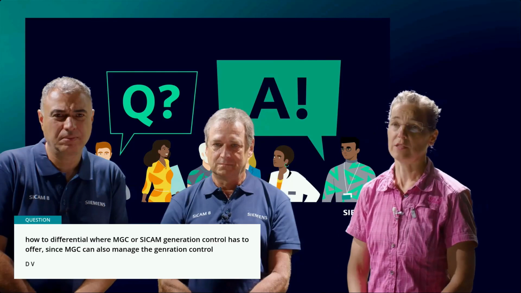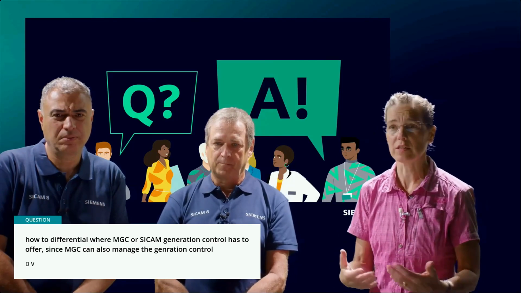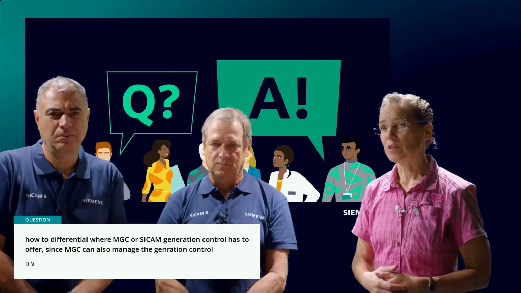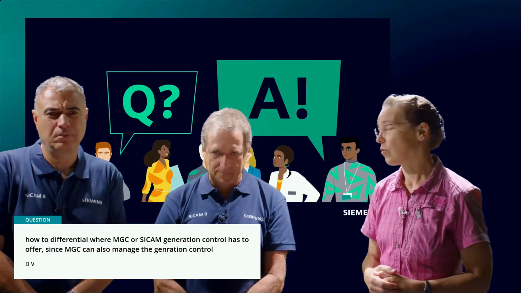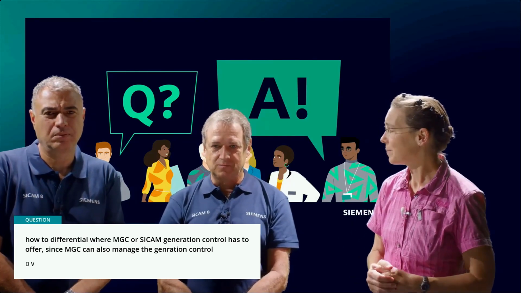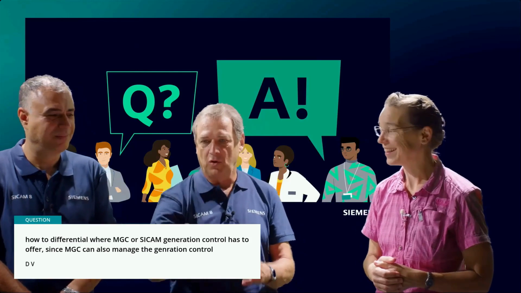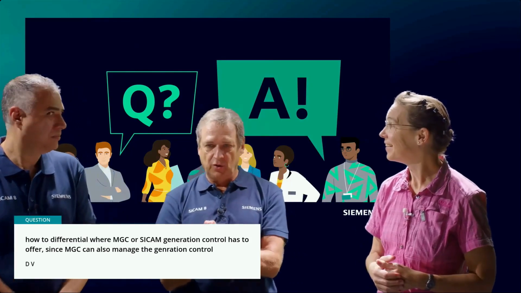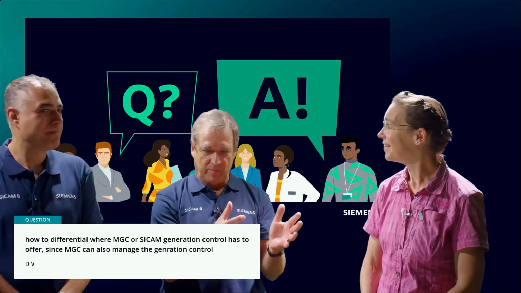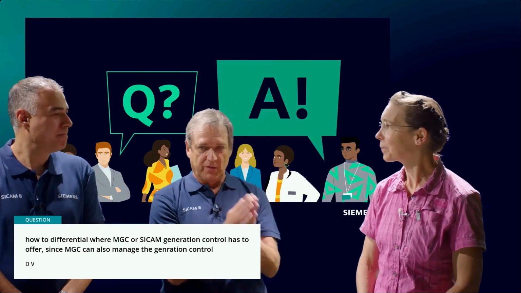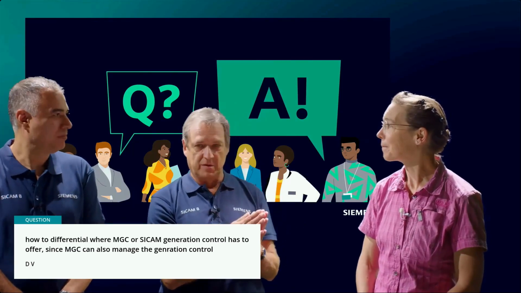We had a similar question with load shedding before, and now DV wants to know how to differentiate where microgrid control or the SICAM generation control has to be offered. What's best for the customers? Microgrid control can also manage the generation control. As explained before, the SICAM generation control is part of the same software as the microgrid control. So it's just a question of the licenses.